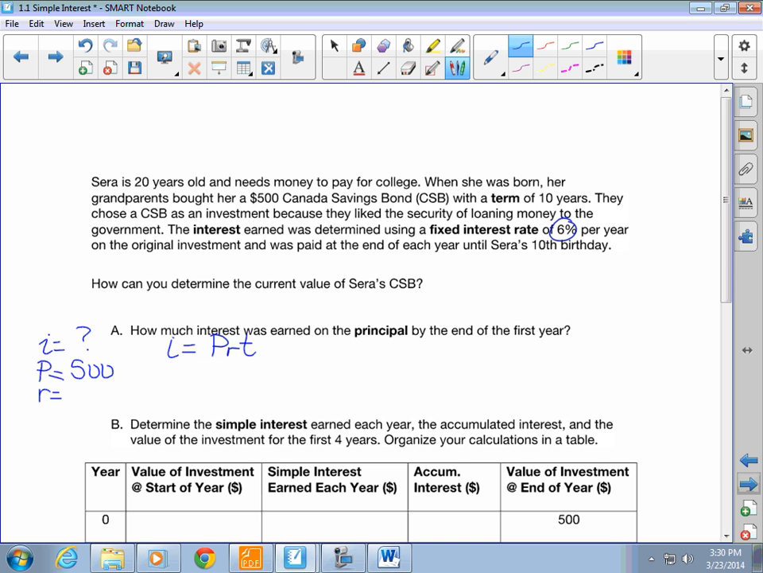My rate is the interest rate, which was 6%, and the time was 1 year. So every year, because this is how much interest was earned on the principal by the end of the first year. So in 1 year, I have interest is equal to 500 times 6%, so times 0.06, times 1 year. So that is equal to $30. So in 1 year, she will earn $30.